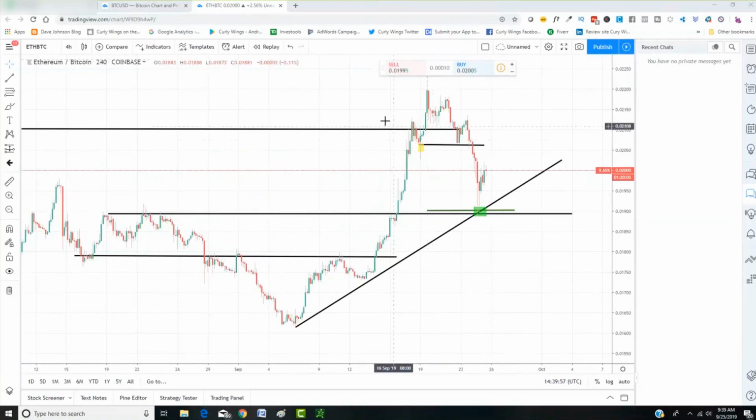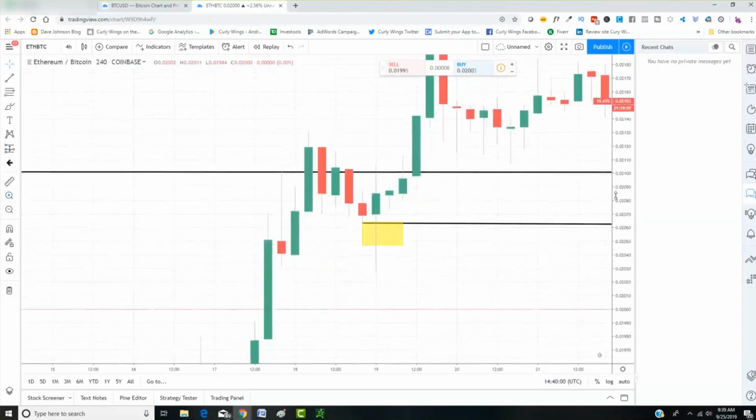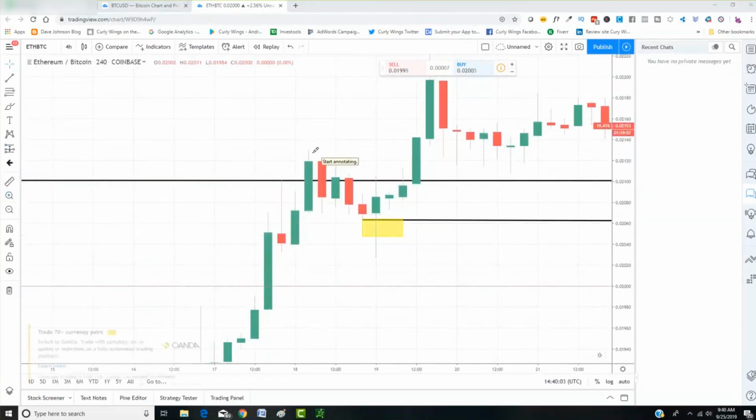Okay? When it started to pull back, let me zoom in right here to this little level, I saw this inside bar pattern form. As a matter of fact, this is some of the things that I teach in my course. We have, let's draw it here, this inside bar formation right here.